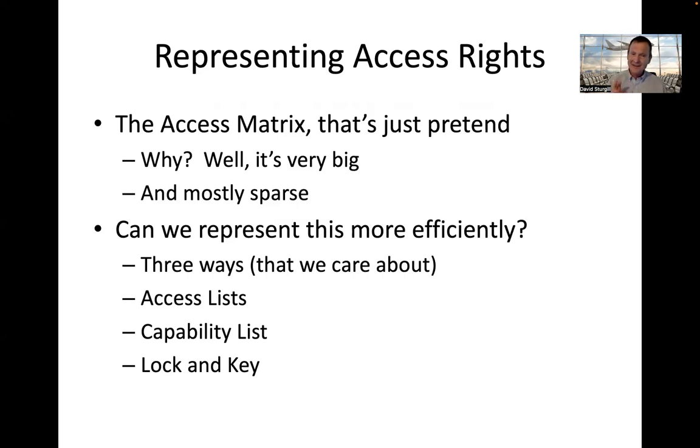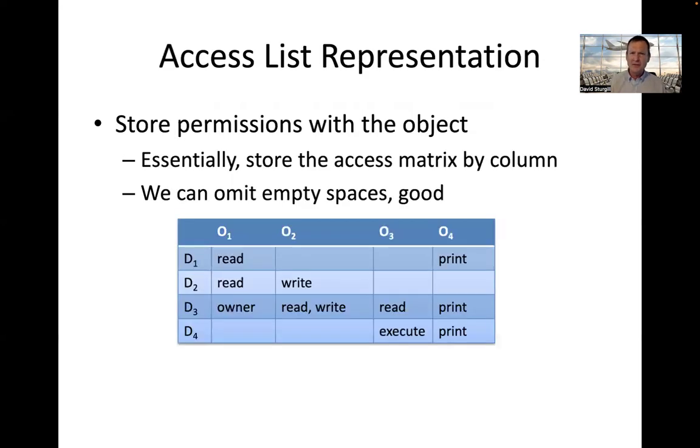Access lists, capability lists, and lock and key are mechanisms, or at least ideas, that show up in practical representations of permissions. Let's talk about access lists first. I think of that as being probably one of the most common techniques you're going to see. Instead of storing all of the access rights in one big table, let's store them by object. So the objects are the columns.